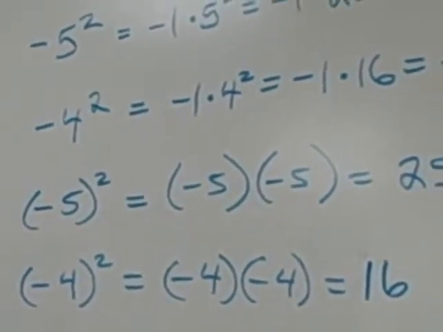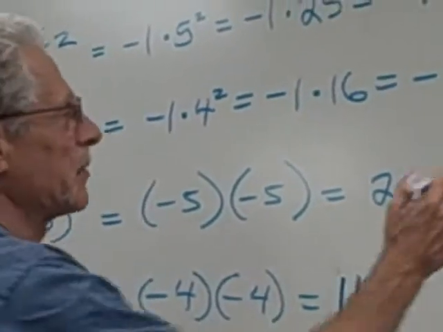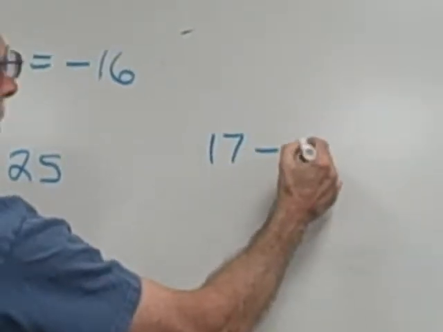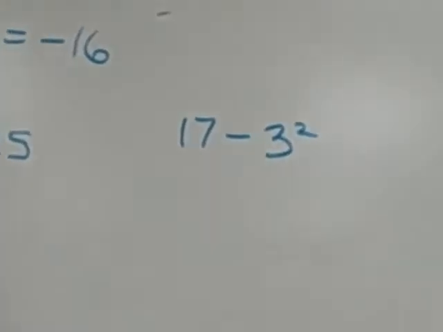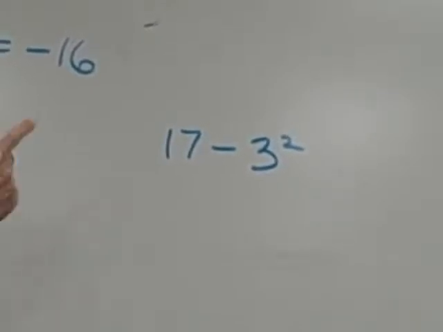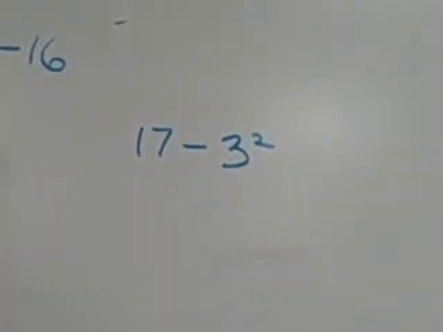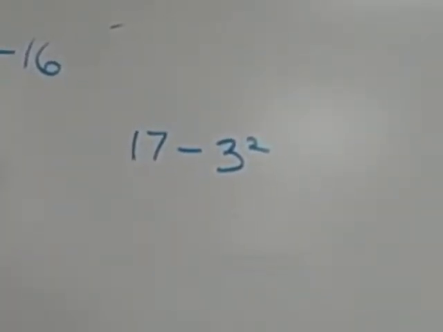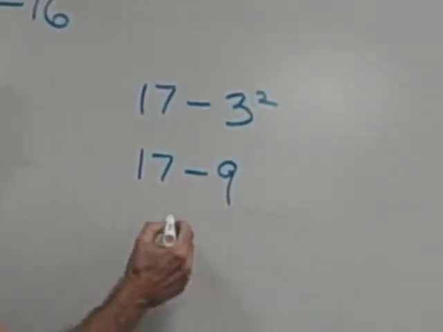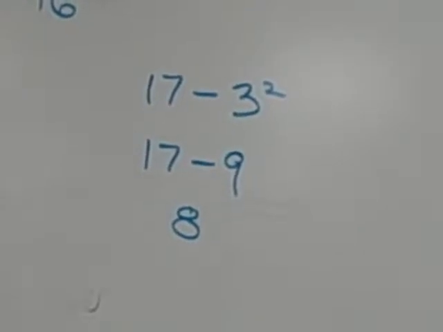What kind of a problem? You're going to see stuff like this. Let's say I have 17 minus 3 squared. That's where you're going to see this. This does not mean 17 plus 9. Do you see what I'm saying? This means 17 minus 9. And of course the answer is 8.